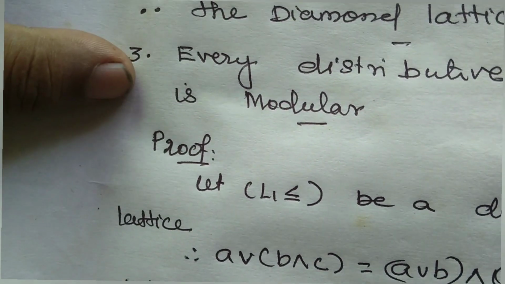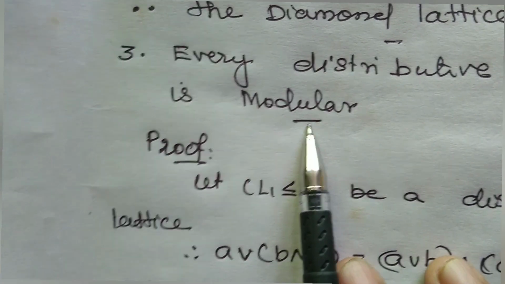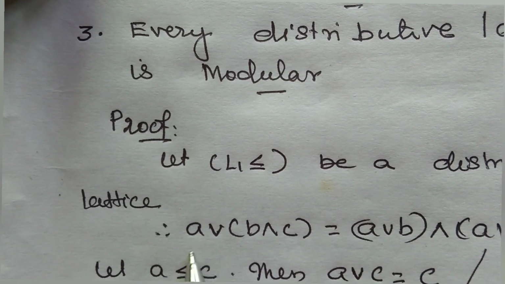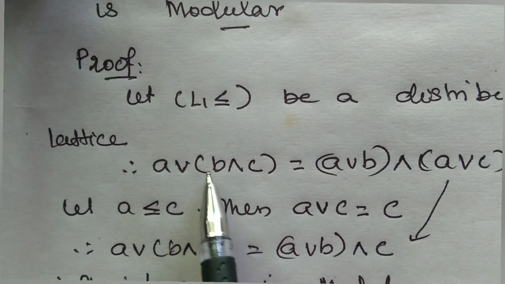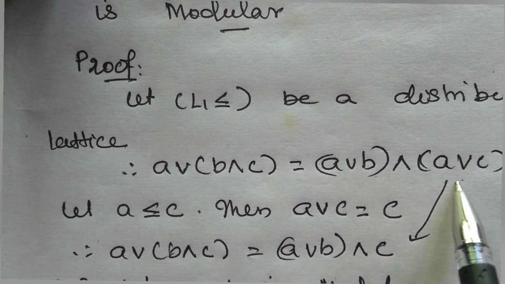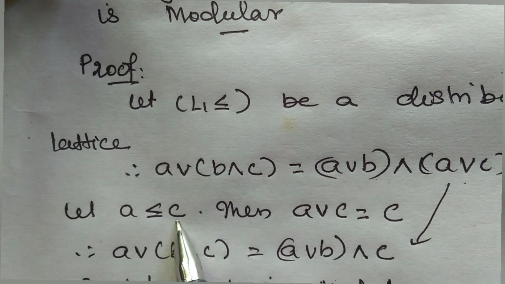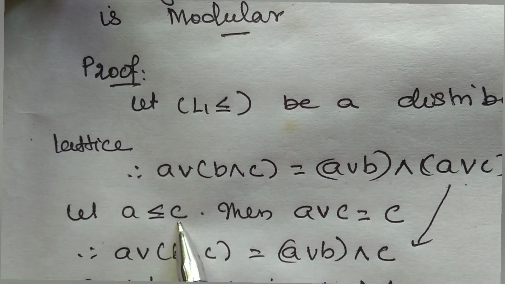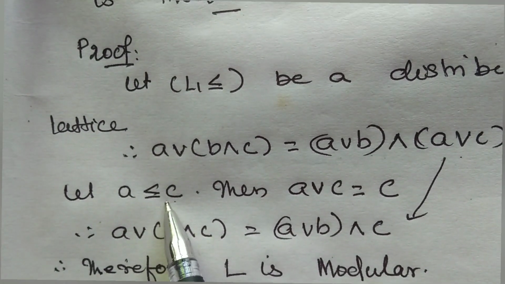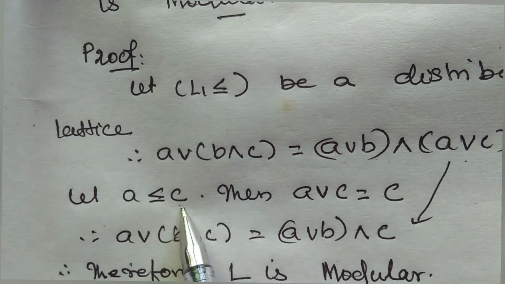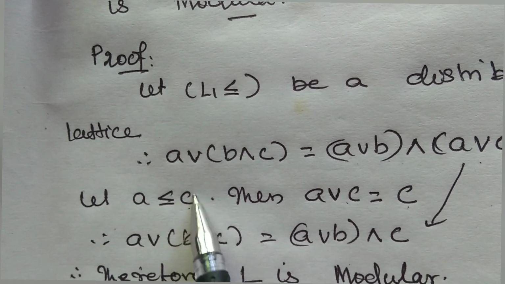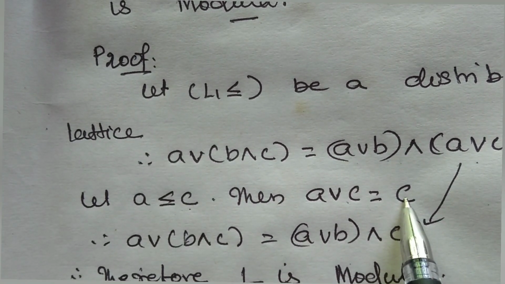The last one is: every distributive lattice is modular. Every distributive lattice is modular. What is a distributive lattice? A lattice which satisfies this condition: A or (B and C) is equal to (A or B) and (A or C). So here, if A is less than or equal to C, this is the assumed condition for a modular lattice. So we can take A less than or equal to C. A less than or equal to C means A or C is equal to C. Comparing A and C, C is the maximum value, so A or C is equal to C.